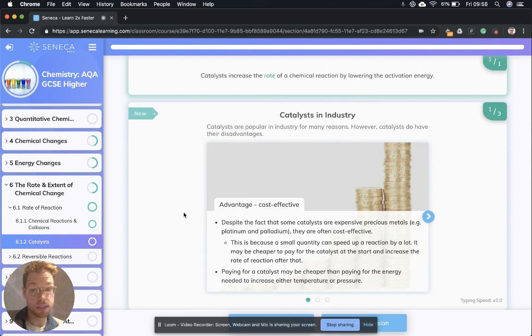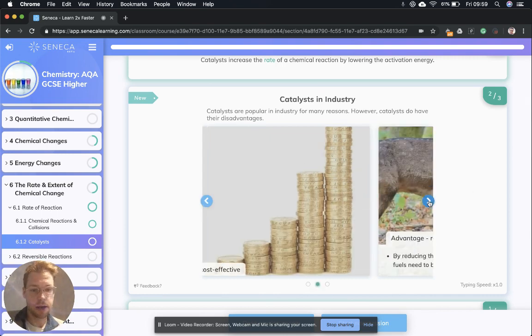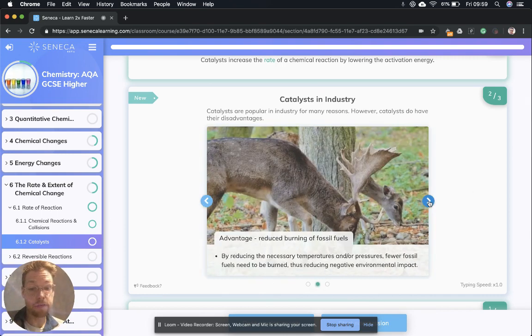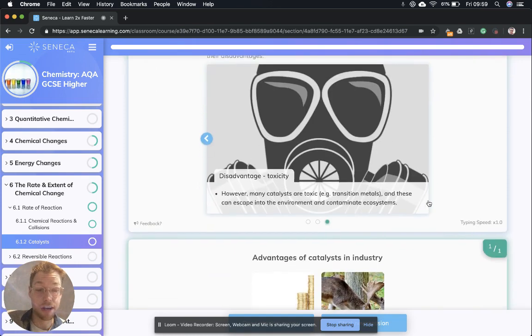Okay, so catalysts, important in chemistry, but also really important in industry. They are super cost effective. Even though they're sometimes just super precious metals like platinum, they can be reused and normally it's only a small quantity required. So paying for a catalyst can be cheaper than paying for the energy required to increase the rate by increasing temperature or pressure. They also reduce the burning of fossil fuels because they can reduce the temperature and pressures required for reactions to occur. However, they can be a little bit toxic. A lot of them are transition metals, and they can escape into the environment and contaminate ecosystems. So that's an important disadvantage to remember.